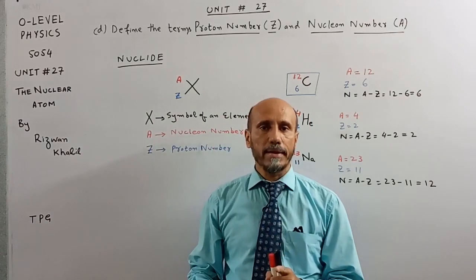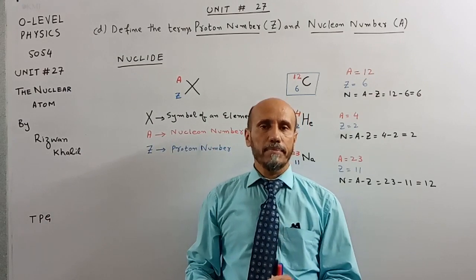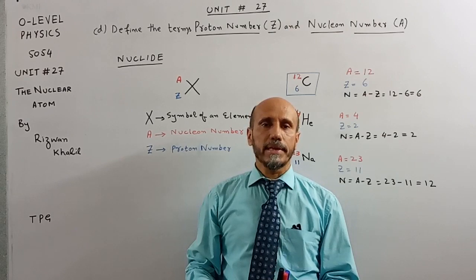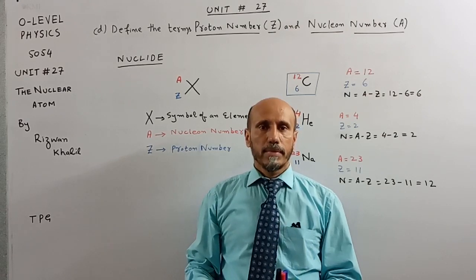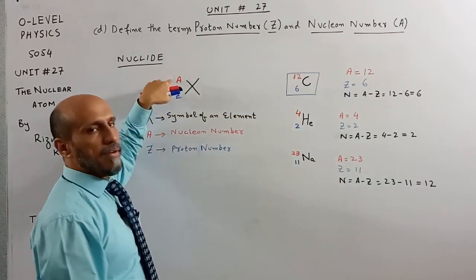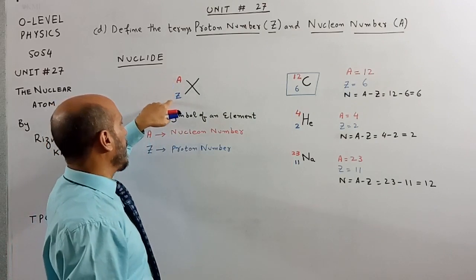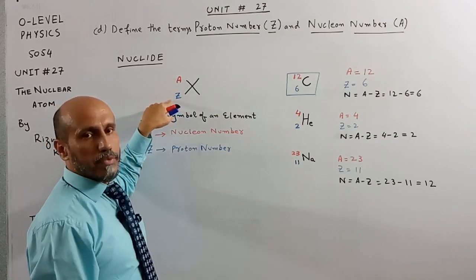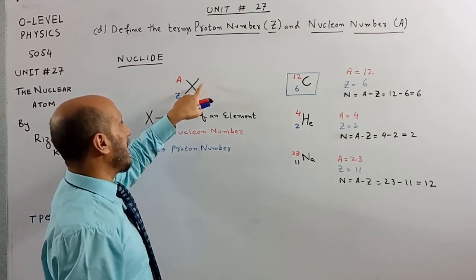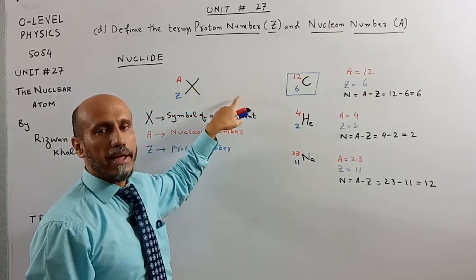Again, keep in mind that nuclide is the notation to represent an element with its nucleon number as well as its proton number. On the topmost left side, the value of A will always be written, and on the bottom left side, the value of Z will always be written, while capital X represents the symbol of that particular element.